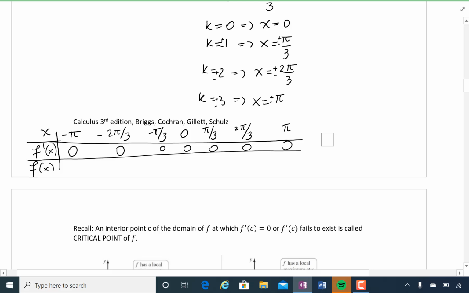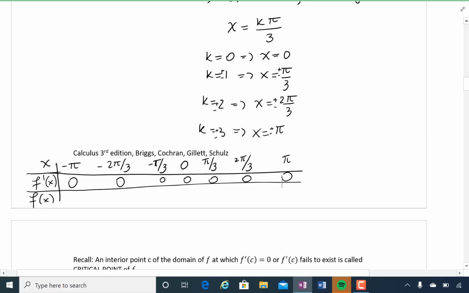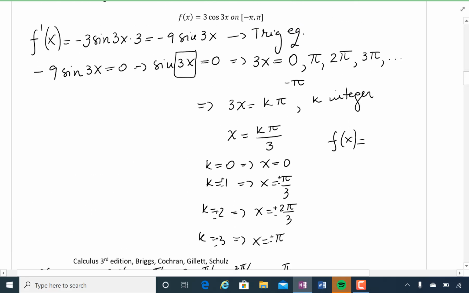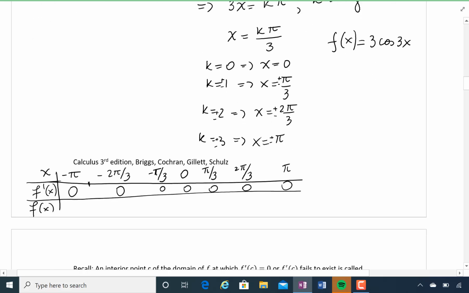Now the question is, what signs do we have between negative pi and negative 2 pi over 3? So the question is, what was f of x? F of x was defined to be 3 cosine of 3x. So if you choose a number between negative pi and negative 2 pi over 3, what kind of sign does it have? Or we could actually just graph this function and see what's going on.